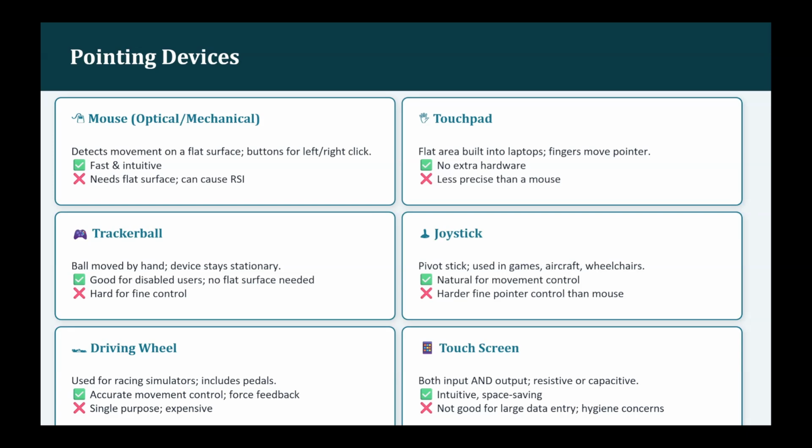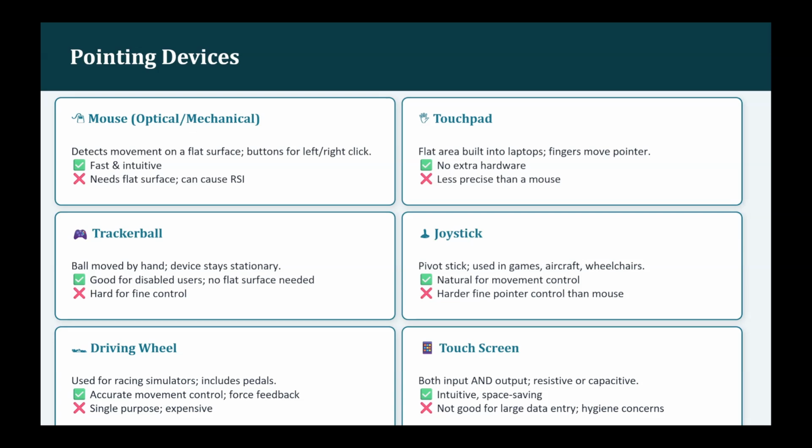A touchpad is a flat area built into a laptop where you move a finger to move the pointer. It needs no extra hardware, but is less precise than a mouse. A tracker ball has a ball moved by hand. The device stays stationary, it is good for disabled users and needs no flat surface, but it is very hard for fine control. Joysticks have a pivot stick and are used in games, aircraft and wheelchairs. They are natural for movement control, but harder for fine pointer control than a mouse.